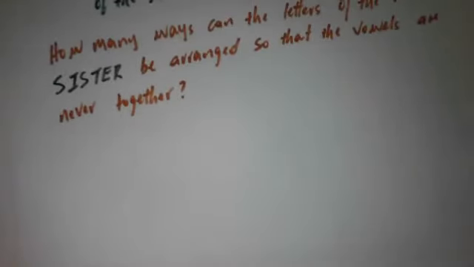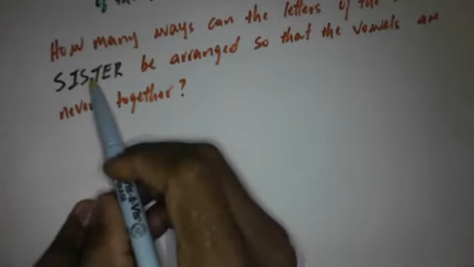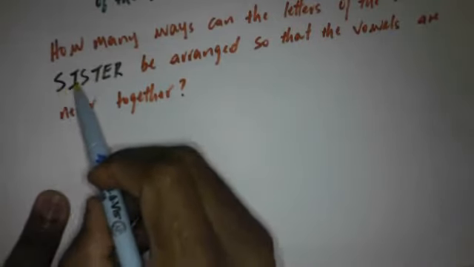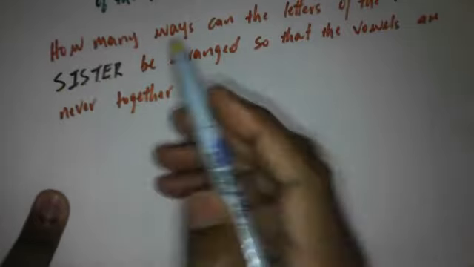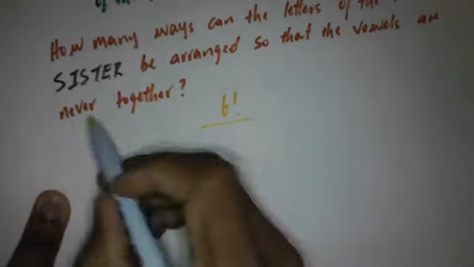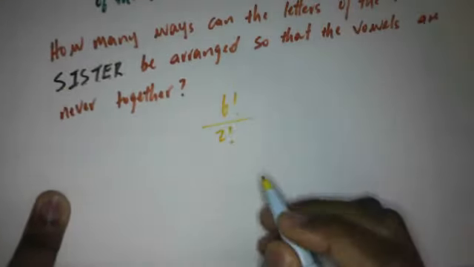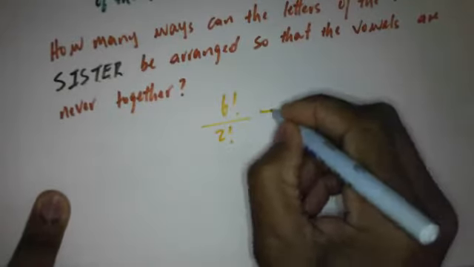So here we would have the total number of ways the word sister can be arranged would be, let's see how many letters are there. 1, 2, 3, 4, 5, 6. That would be 6 factorial. And of that, we see that we have S repeating 2 times. So that is divided by 2 factorial. That is the only repeat. Minus when the vowels come together.